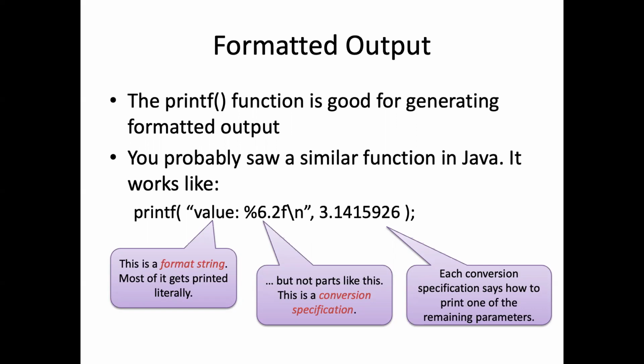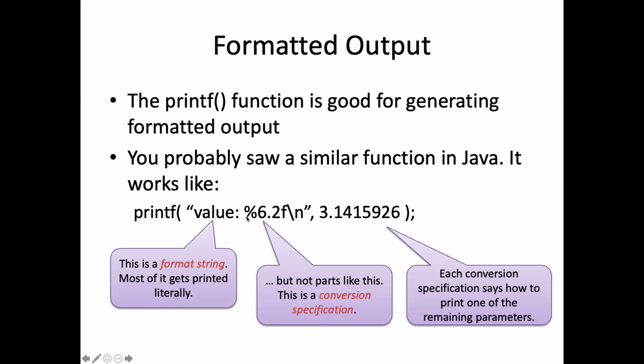printf always takes at least one parameter to the function, and that first parameter is called the format string. Inside the format string, you can put whatever text you want to print, and most of what you put in there will get printed out literally. So if you say the word value with a colon after it, when you run printf, value with a colon after it will be what gets printed out.